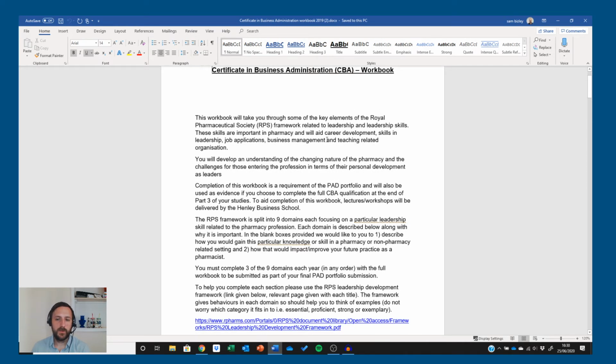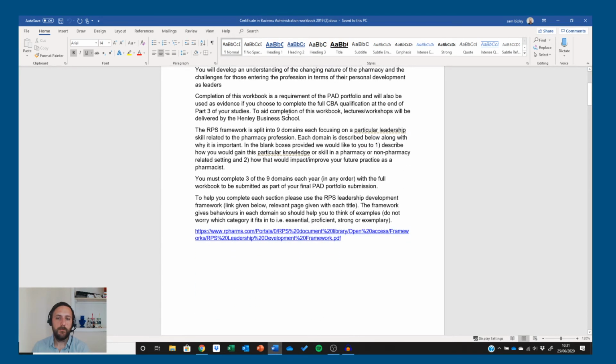Importantly, the workbook takes you through the key elements of the RPS framework, mainly related to leadership and leadership skills. Those leadership skills are really key in business, in reality, in terms of how you run your business. So it takes you through here, so please have a read through of your expectations. It tells you what you need to do if you are interested in doing the CBA qualification at the end of part 3. So you do obviously need to complete this workbook and attend all workshops and lectures within the Henley Business School lectures at least.